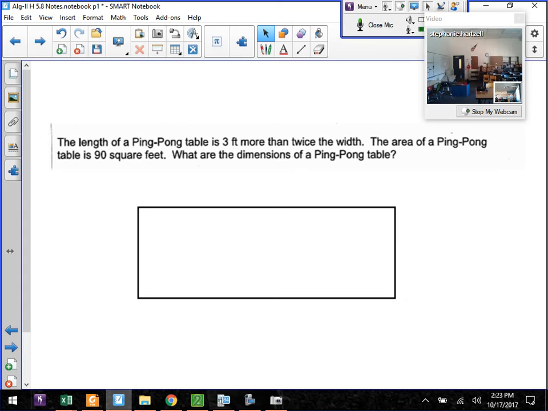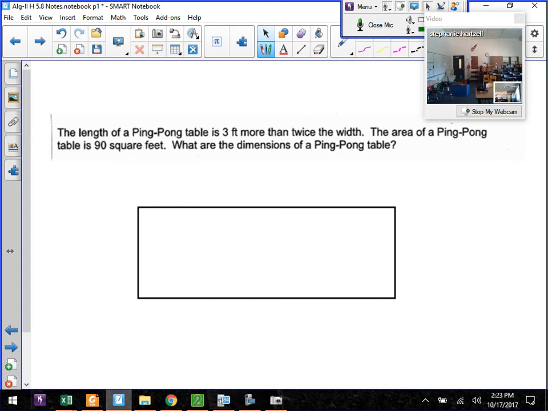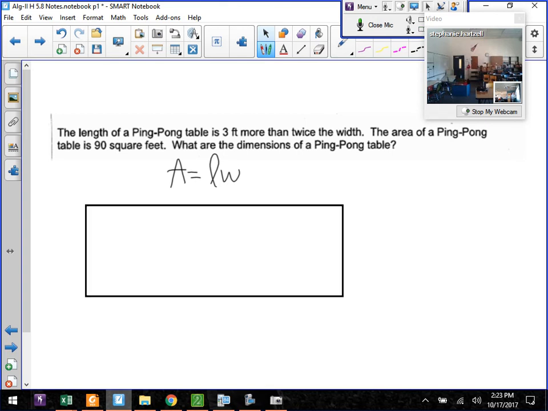Anyway, so how do you find the area of a rectangle? Length times width. So, what does the word "is" mean in math? Equal. So if it says the length is 3 feet more than twice the width.